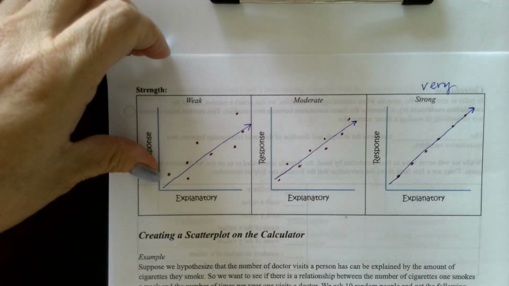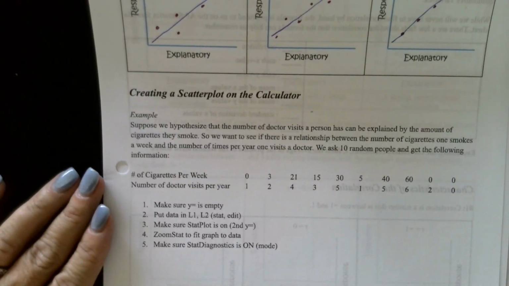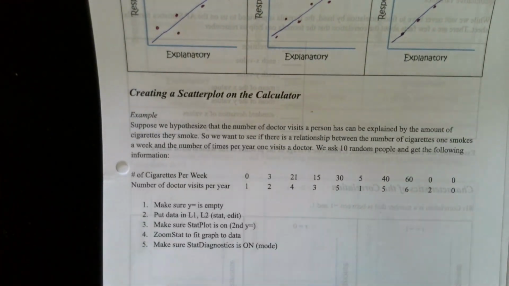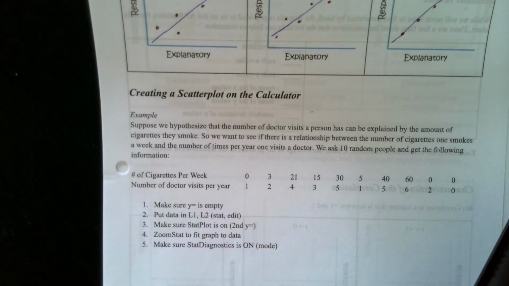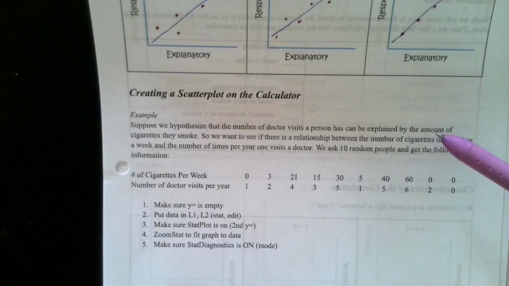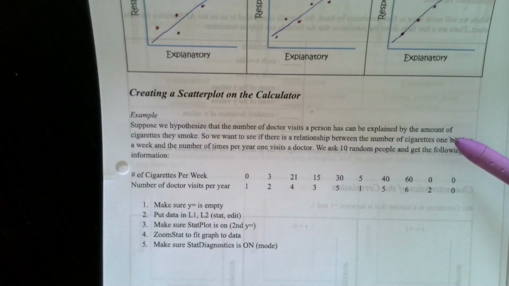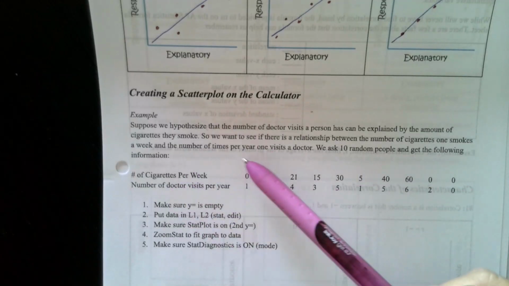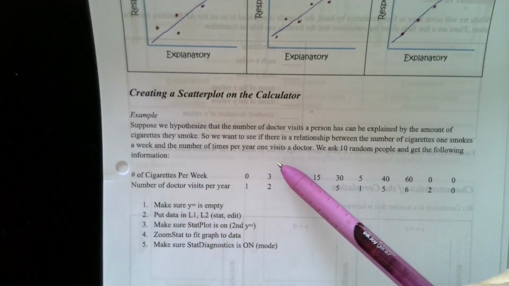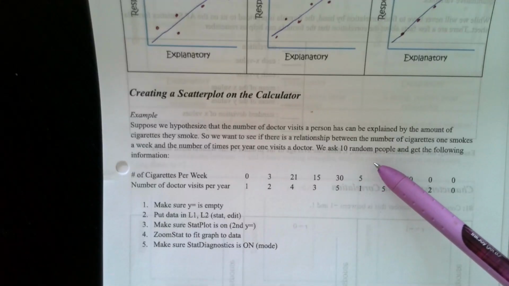Okay? All right, so let's talk about how we create this scatter plot on a calculator. You might remember how to do this from your previous classes. Go ahead and make sure you have your calculator so you can walk through this with me. So it says, suppose we hypothesize that the number of doctor visits a person has can be explained by the amount of cigarettes they smoke. We want to see if there's a relationship between the number of cigarettes one smokes in a week and the number of times per year they visit the doctor. So they randomly selected 10 people.